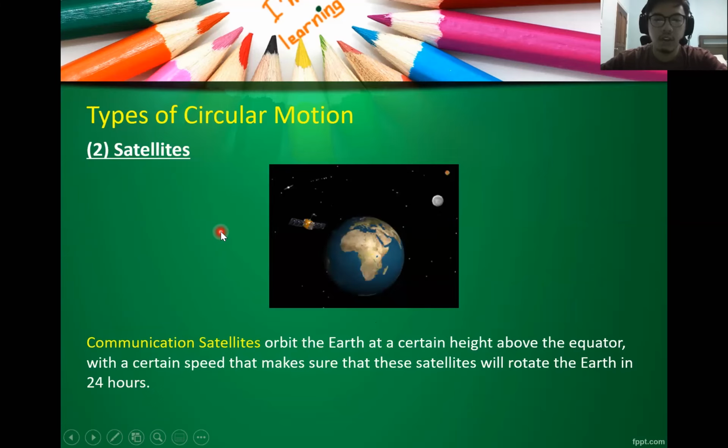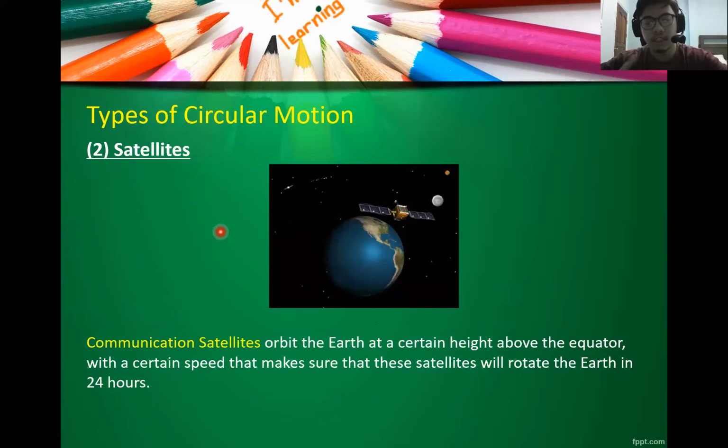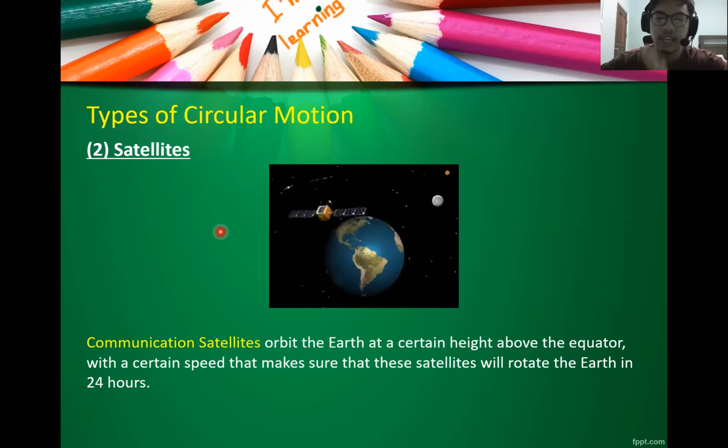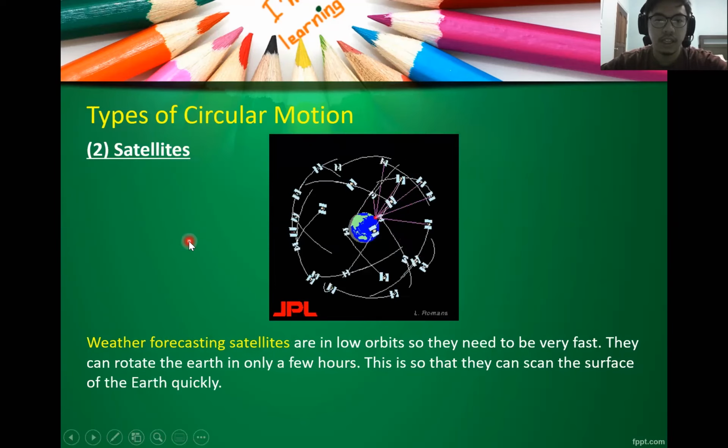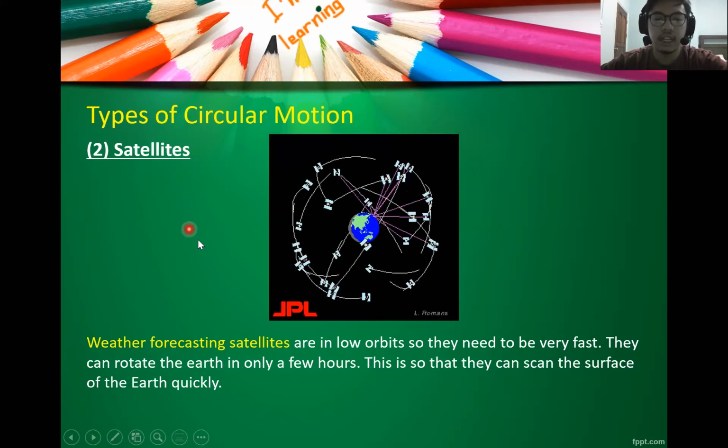Communication satellites orbit the Earth at a certain height above the equator with a certain speed that makes sure that these satellites will rotate the Earth in 24 hours. So these satellites orbit around the Earth and they have to cover the Earth in 24 hours to make sure that there is a signal established between the communication satellite and the devices on the ground or on the Earth. Weather forecasting satellites are in low orbits.